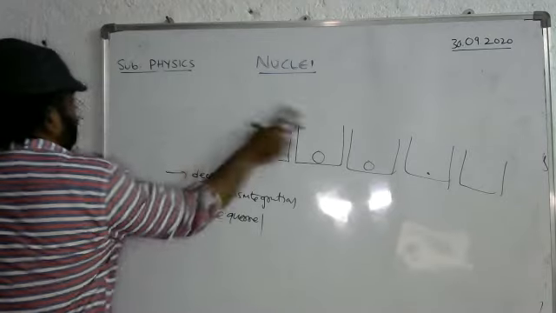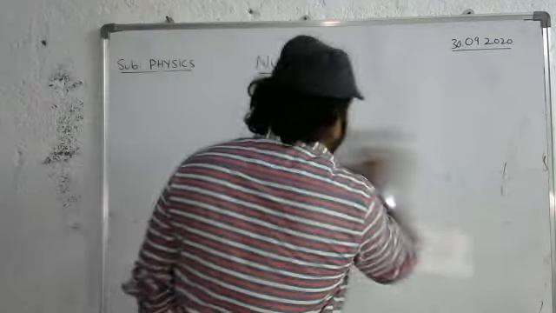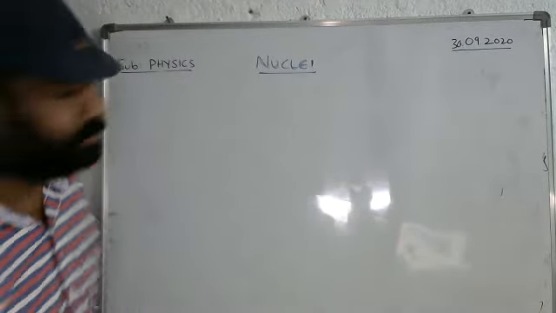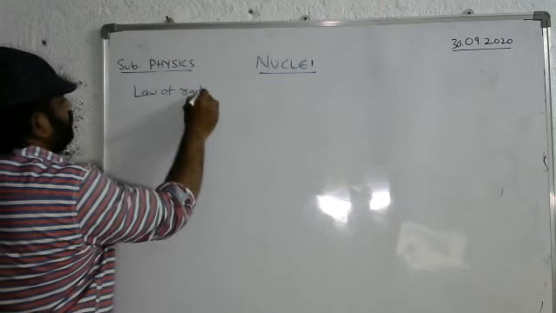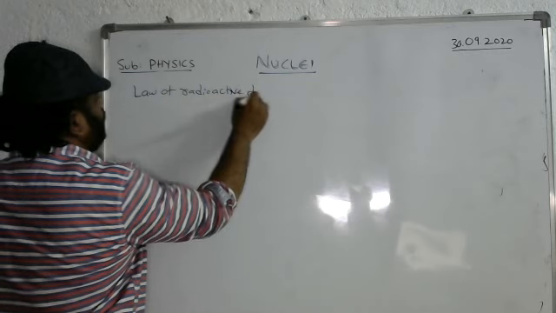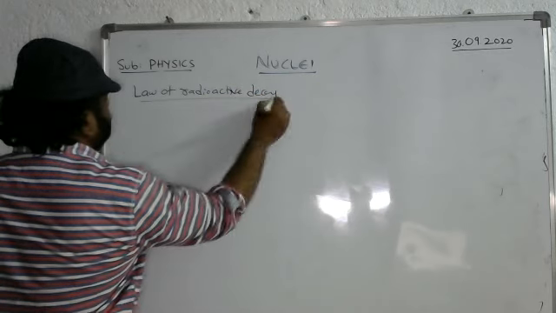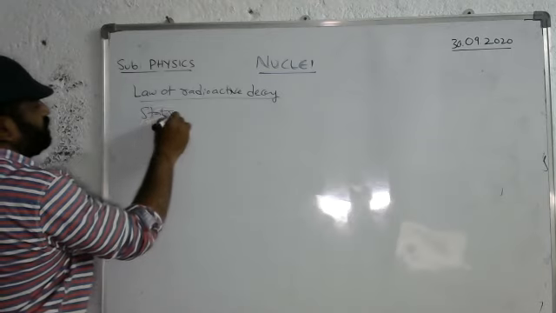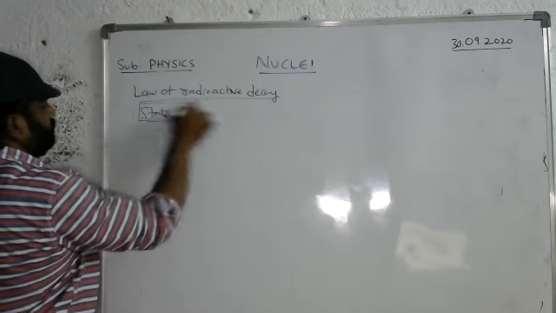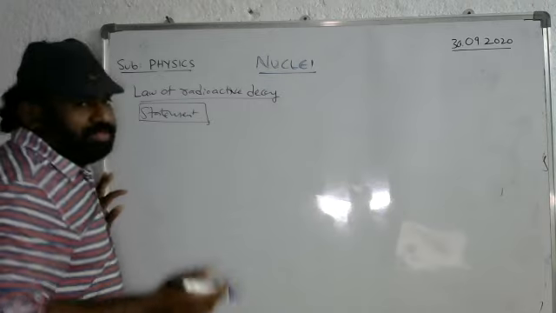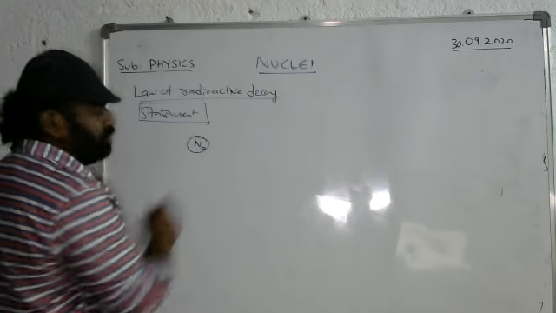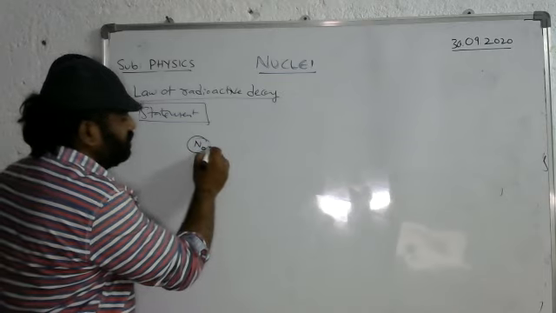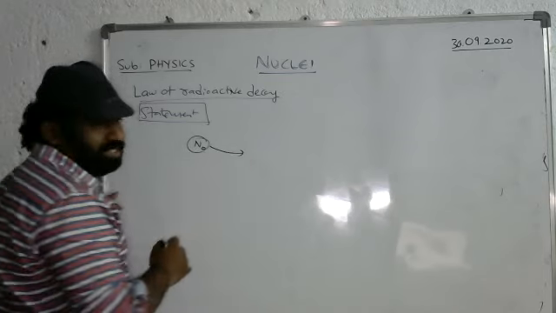the law of radioactive decay. What is the law of radioactive decay? Let us write the statement. Suppose you take any substance which initially has N naught number of nuclei, or N number of nuclei. Gradually this number decreases. That is called decay.